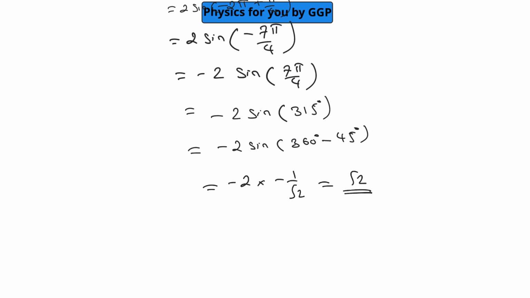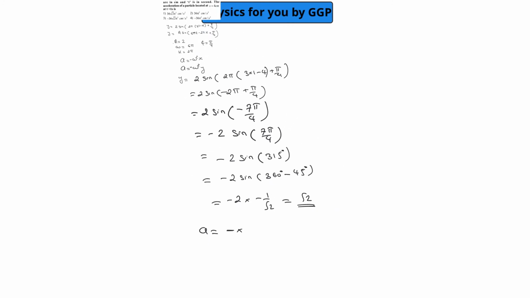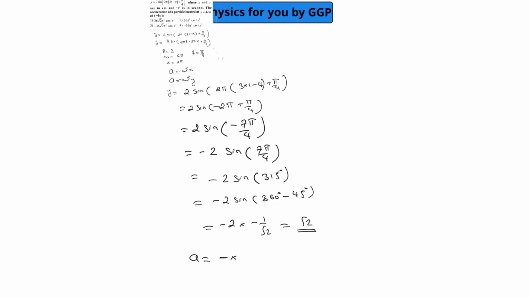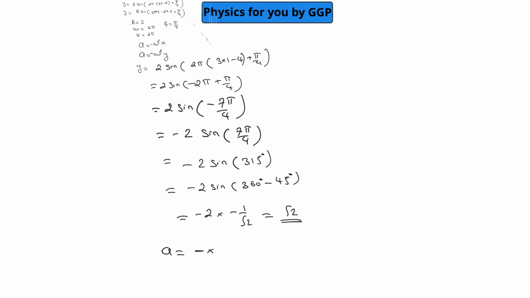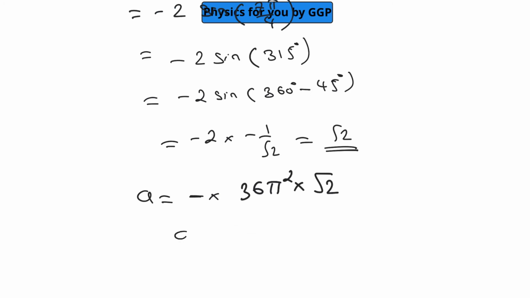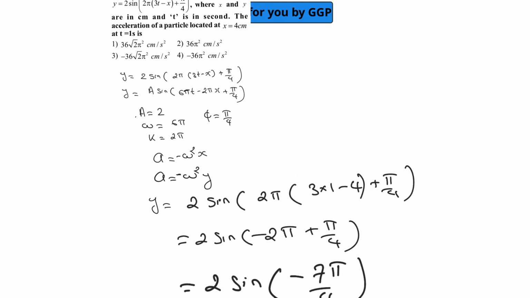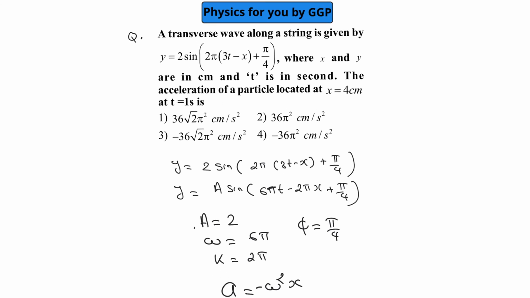So we can find the value of the acceleration, that is minus omega square into y. The value of omega is given as 6 pi, so omega square is 36 pi square, into y, which is equal to root 2. So the final answer is going to be minus 36 root 2 into pi square. According to the options, we can say that the third option is correct, that is minus 36 root 2 into pi square.